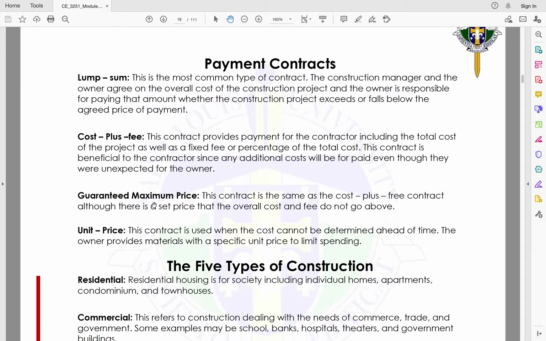Next is guaranteed maximum price or the GMP. This contract is the same as the cost plus fee contract, although there is a set price that the overall cost and fee do not go above. So parehas sila, it's just that dapat dito medyo matalino si contractor side kasi hindi dapat siya lumagpas sa 4 million pesos. So magkaroon man ng additional cost, hindi babayaran ni client kasi meron tayong tinatawag na GMP. So hanggang 4 million lang yung price. The 4 million is the ceiling price.